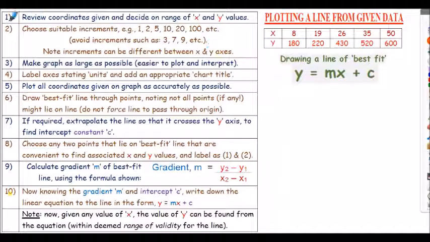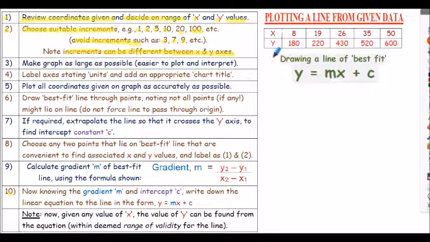So step 1 of our process, we're initially going to review the coordinates given in the table on the right hand side and decide on the range of x values and y values that we're going to plot. In step 2 we're going to choose the suitable increments for each of the axes. So for example, increments of 1, 2, 5, 10, 20, 100, etc. are acceptable. But we avoid increments such as 3, 7 and 9 because they're more difficult to plot and also interpret. Note the increments can be different on the x and y axis.